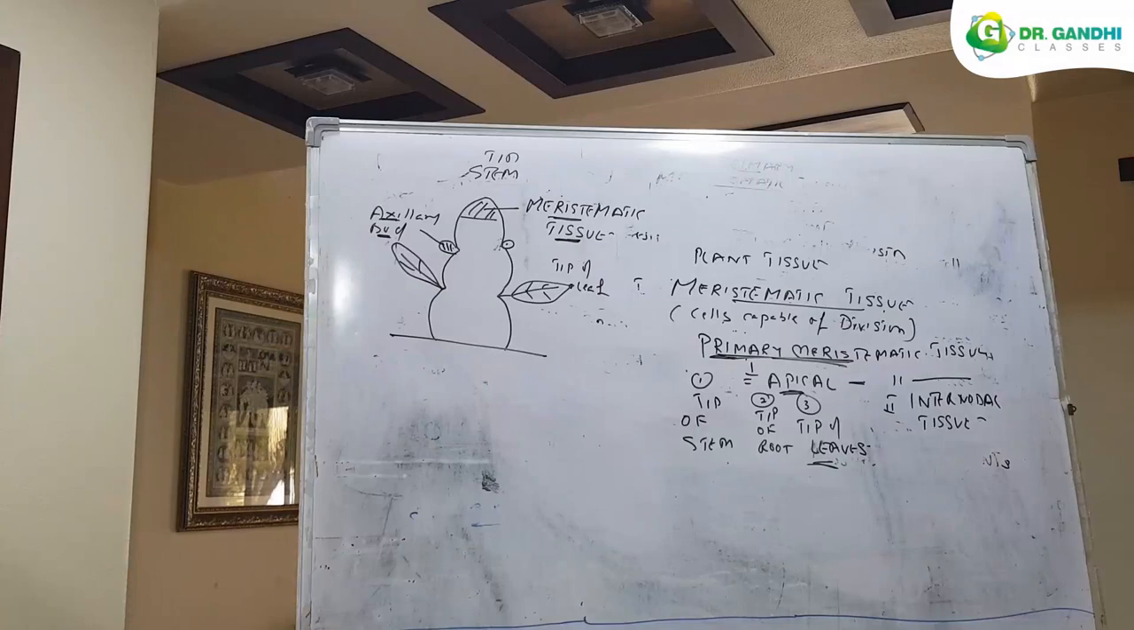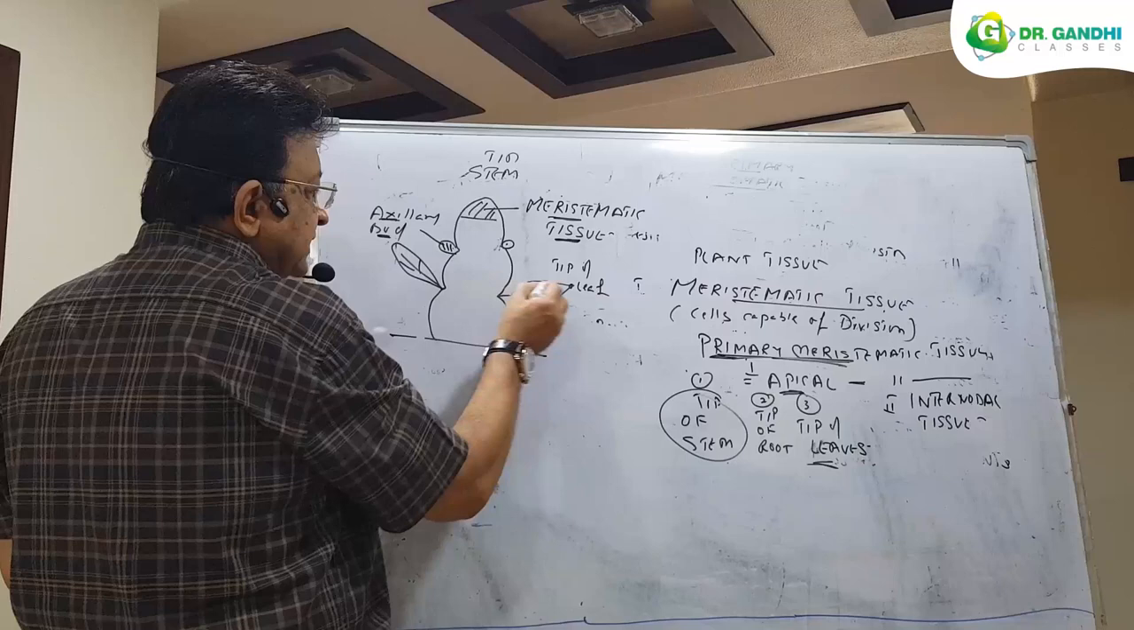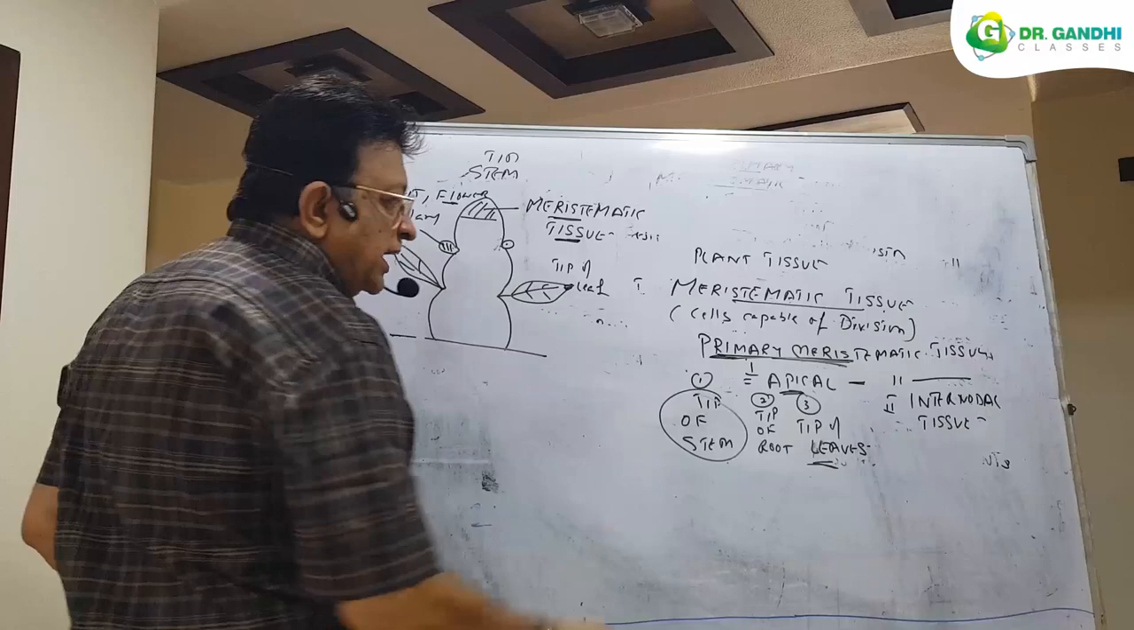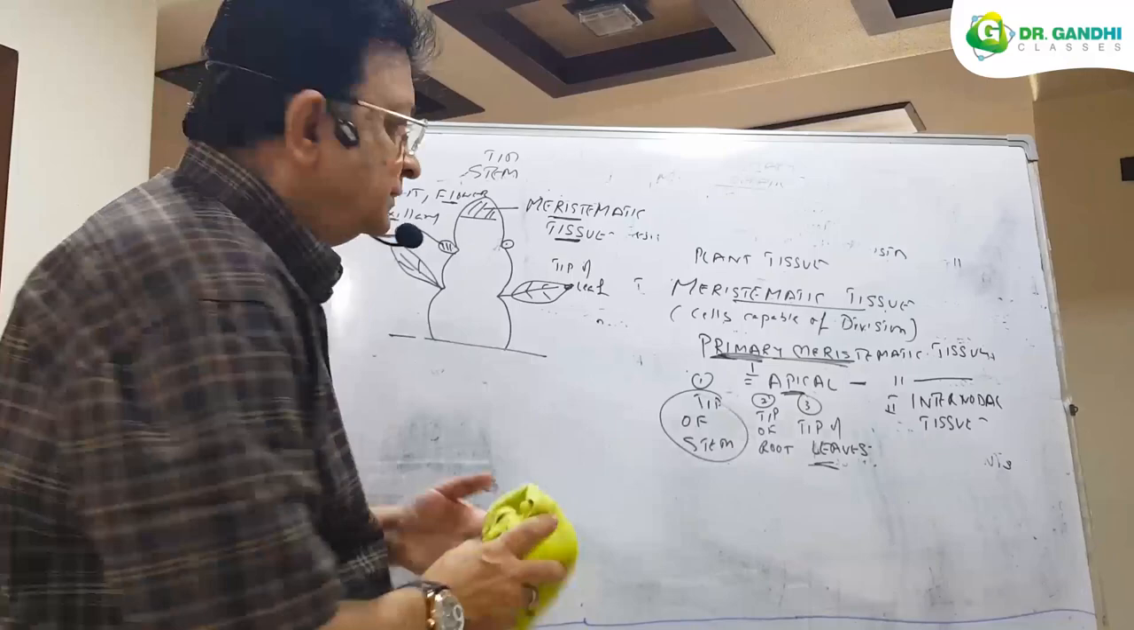The first one we can see is at the tip of the stem. I have not drawn the root. Next is at the tip of the leaf. It can also be present in axillary bud, which can develop into a fruit, which can develop into a flower. So that takes care of the primary meristematic tissue. Now pay attention. Logically, pay attention now.